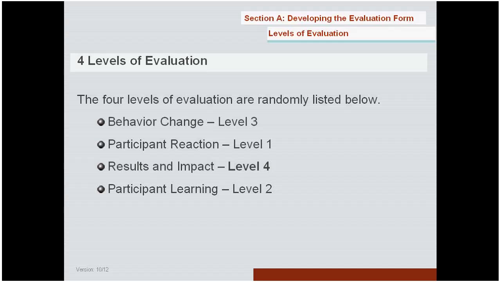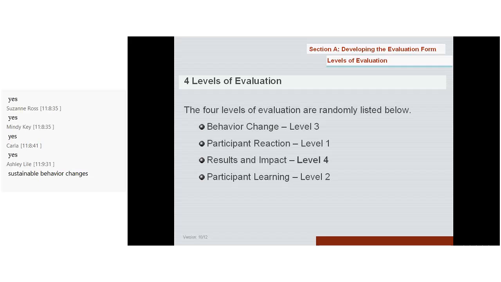Level 4 is results and impact. Now, we just talked about what behavior change means and who they're talking about. What do you think results and impact means in regard to evaluation? Sustainable behavior changes? Partly. Someone wrote sustainable behavior changes. That's partly right. As a result of those sustainable behavior changes, what do you get? What should you get?